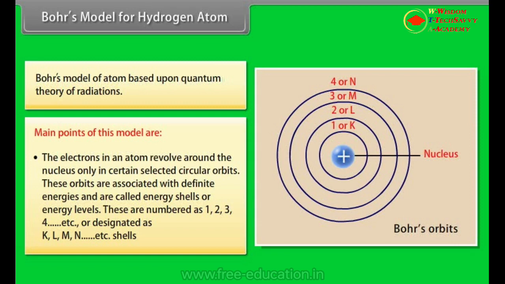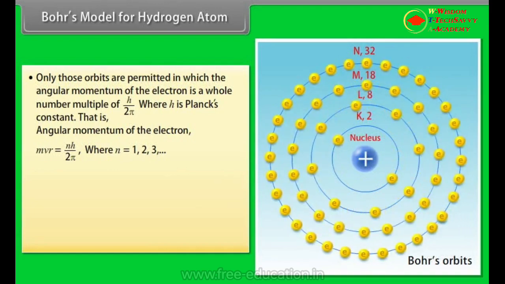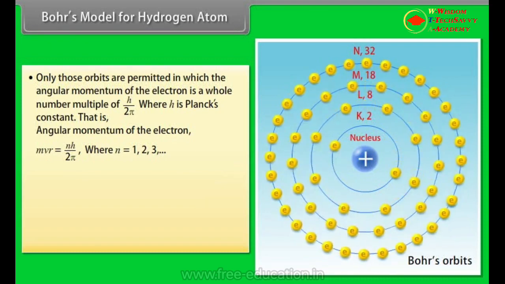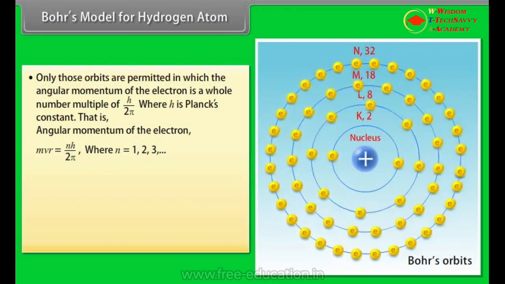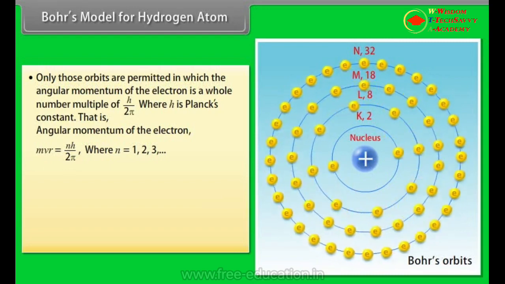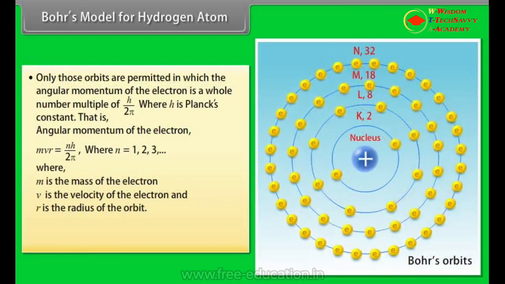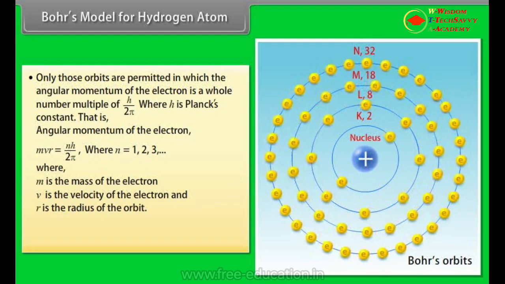These are numbered as 1, 2, 3, 4, etc. or designated as K, L, M, N etc. shells. Only those orbits are permitted in which the angular momentum of the electron is a whole number multiple of h by 2 pi, where h is Planck's constant. That is, angular momentum of the electron mvr is equal to nh by 2 pi, where n is equal to 1, 2, 3, etc., where m is the mass of the electron, v is the velocity of the electron, and r is the radius of the orbit.